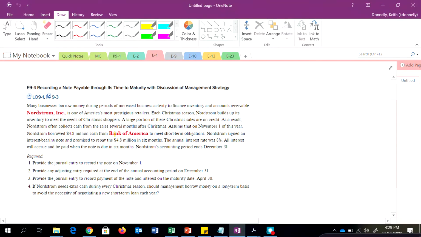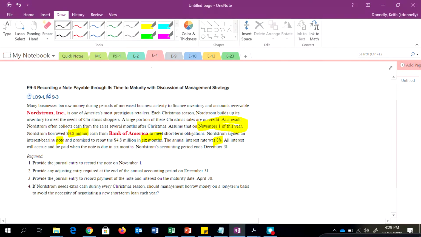Looks like a company borrowed some money, right? November 1st of this year. They borrowed 4.8 million, the company. Looks like it signed a note that promised to repay the 4.8 million in 6 months. We got an interest rate of 8%.